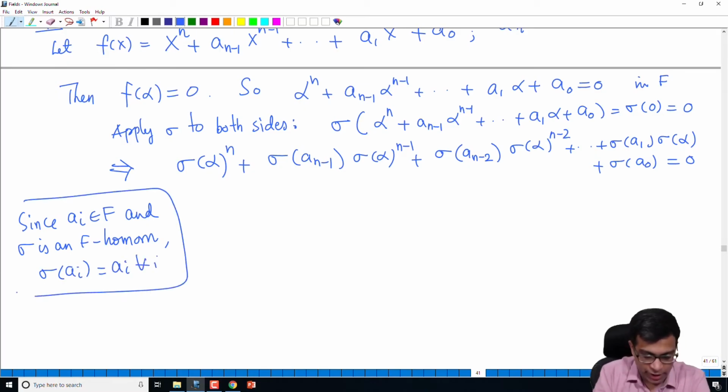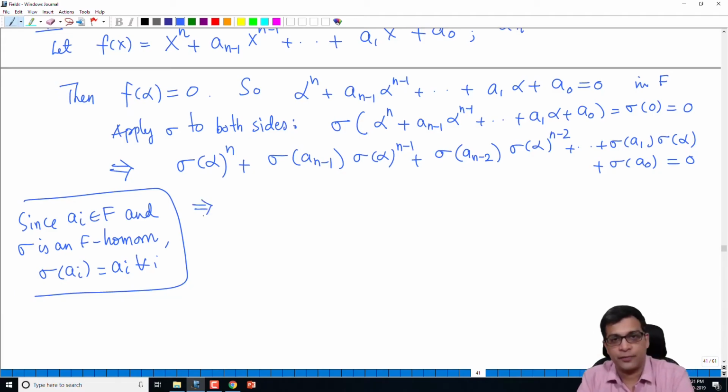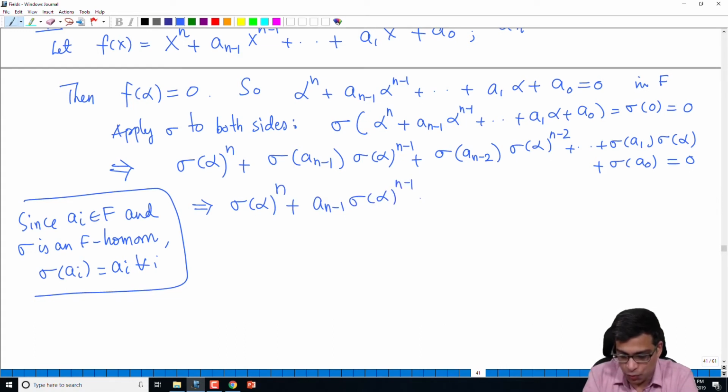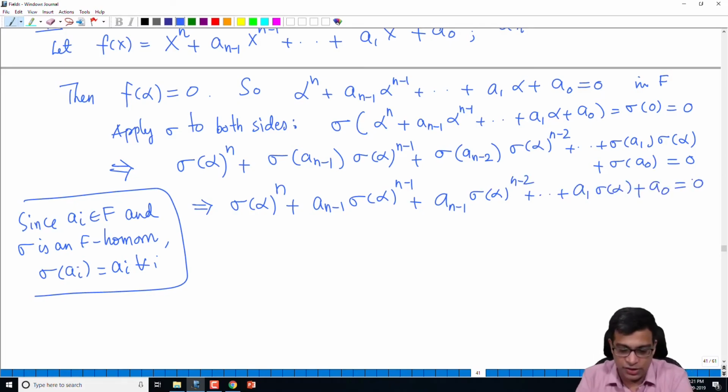Right? The a_i are in F, and sigma is an F-homomorphism, so it fixes every element of F. In particular, it fixes a_i. So now I can rewrite this as sigma(alpha)^n + a_{n-1} sigma(alpha)^{n-1} + a_{n-2} sigma(alpha)^{n-2} + ... + a_1 sigma(alpha) + a_0 = 0. So I have just written sigma(a_{n-1}) as a_{n-1}, sigma(a_{n-2}) as a_{n-2}, sigma(a_1) as a_1, and sigma(a_0) as a_0.